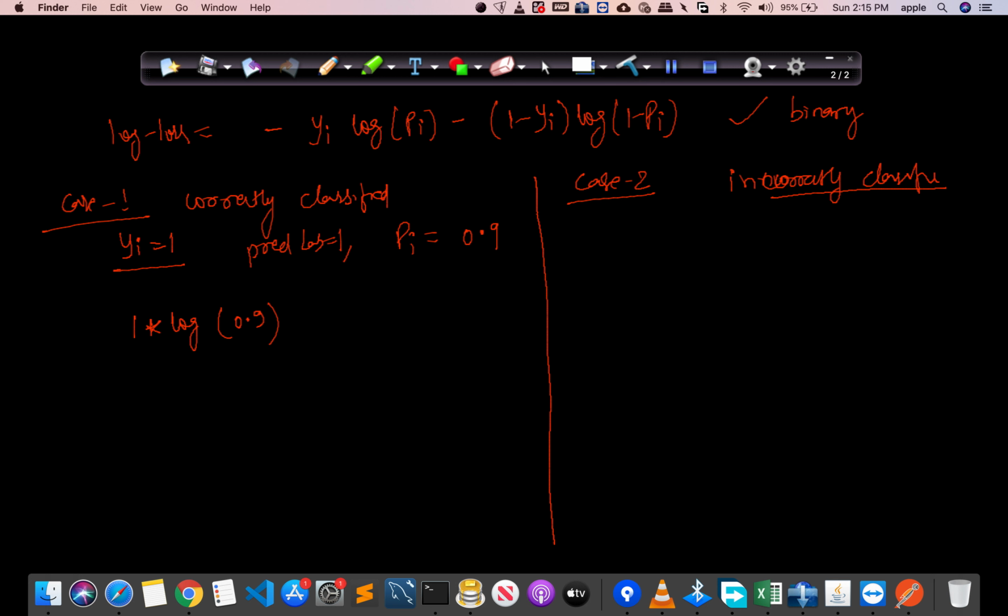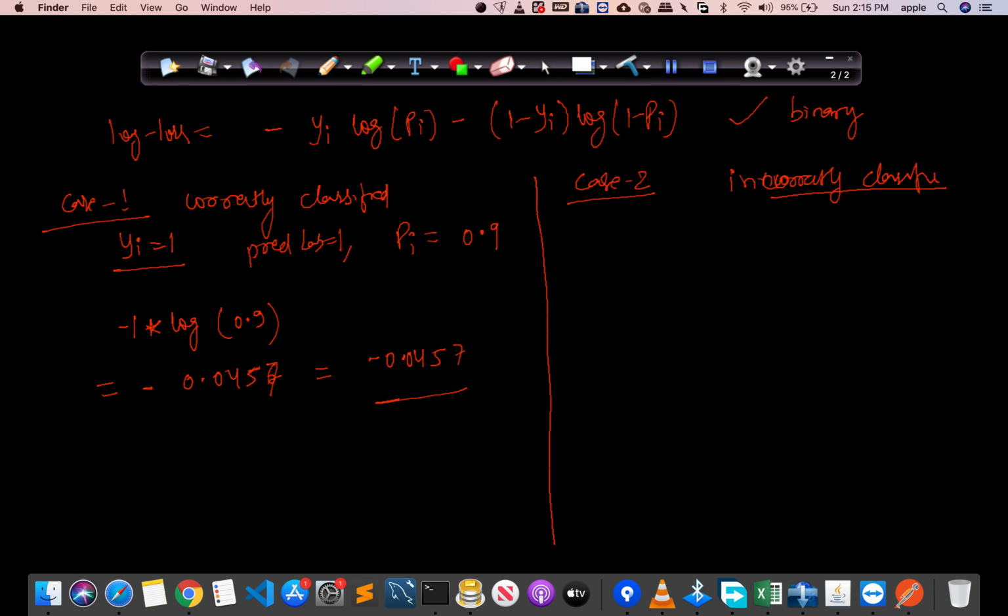Okay, now this is 1 minus y_i. Since y_i is 1, 1 minus y_i will be 0. So since this is 0, this term will vanish. Now this is 1 into log 0.9, and there is a minus sign here. Log 0.9 is 0.0457, something like this. So this is minus minus 0.0457, and this is 0 here also. So this value is very low. So our log loss is very low here.